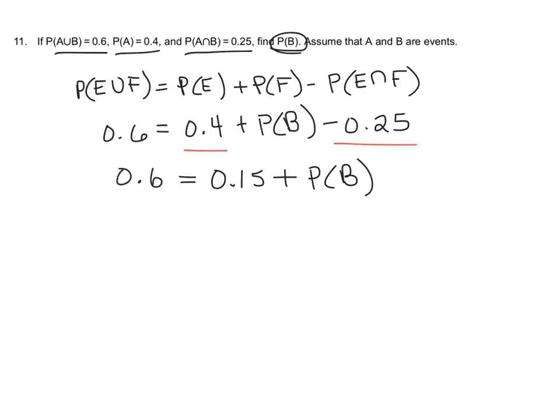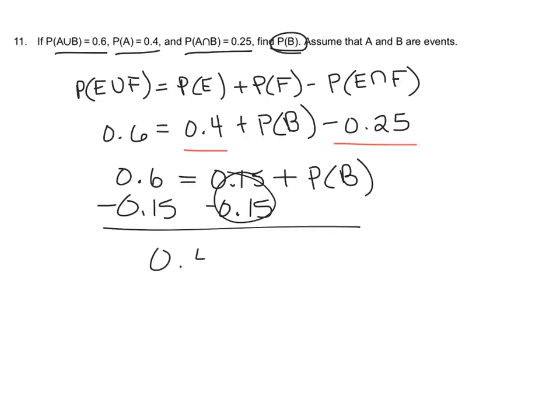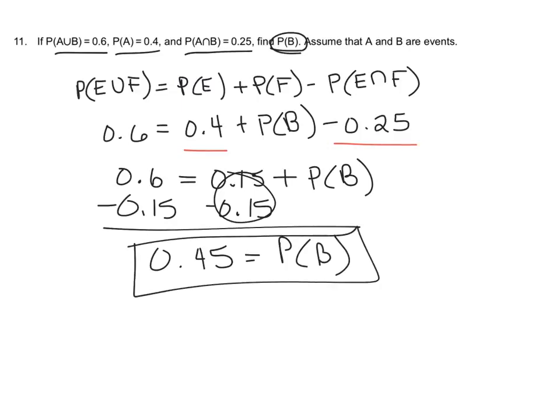Now I'm going to isolate the probability of B by subtracting 0.15 on both sides of the equation. 0.6 minus 0.15 gives us a value of 0.45, and that equals the probability of B. And that is my final answer.